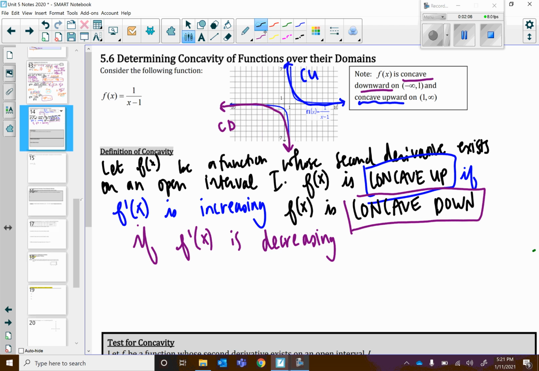Let's look at what this means in our drawing one more time. Okay, we're going to focus on the blue half, concave up. If we consider the slopes of the tangent lines here, so a super negative slope up here, right? Super, super negative. And as I go from left to right, look at how these slopes are becoming less negative. They are increasing.